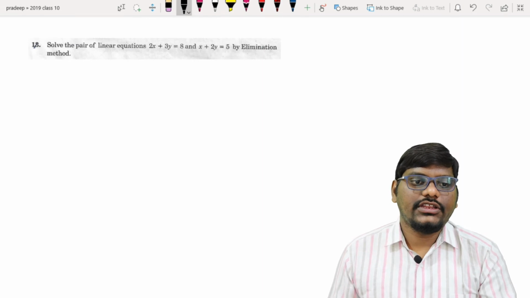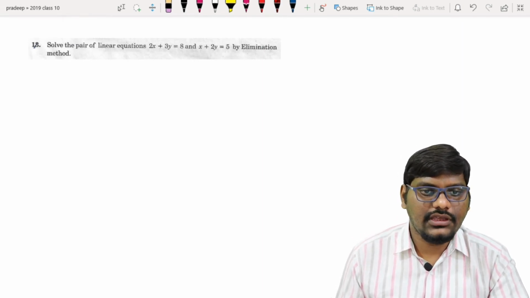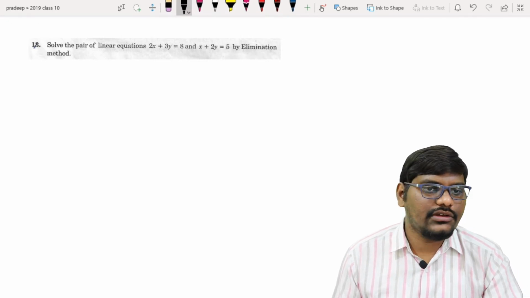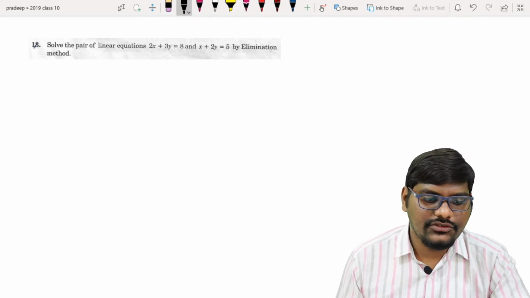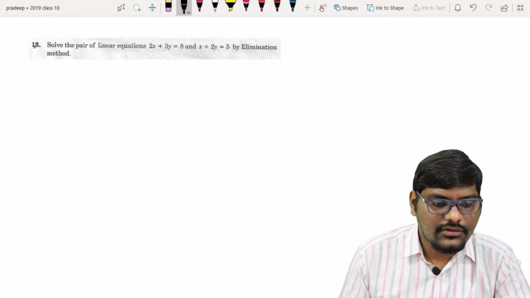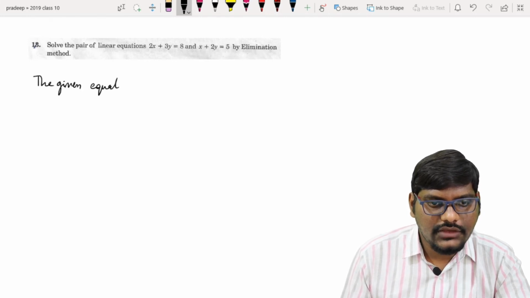So let's see this 13th question. Solve the pair of linear equations 2x plus 3y equal to 8 and x plus 2y equal to 5 by elimination method. So we have to solve both of the equations by elimination method. So let's solve them. So the given equations we'll write. The given equations are, so what are they?